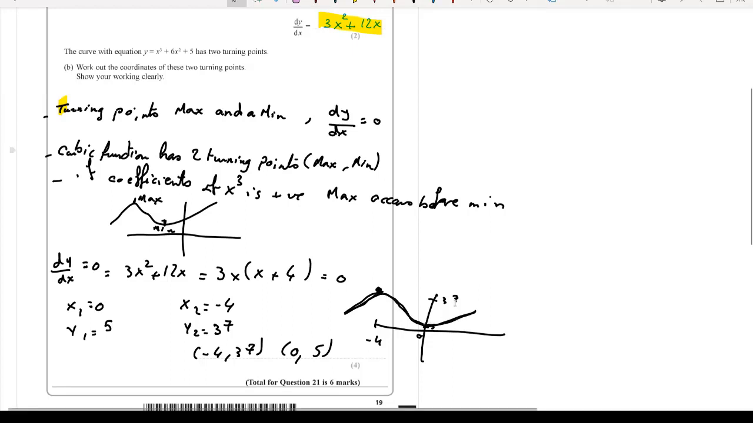All of this is not required in the question. What was required is just the coordinates of those two turning points, which is the solution of the quadratic equation, and substituting the x values in the curve and not in the derivative dy by dx. Like this, the problem is solved.